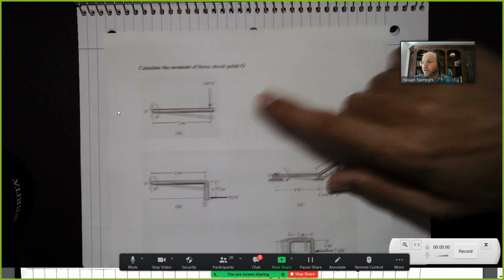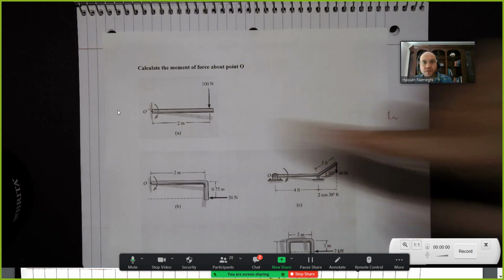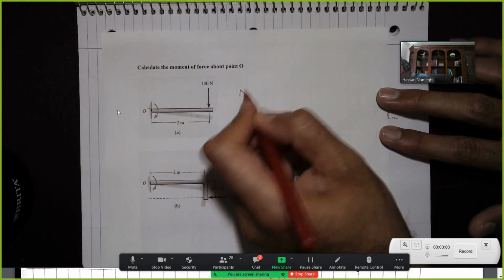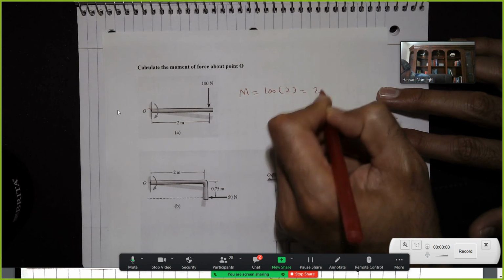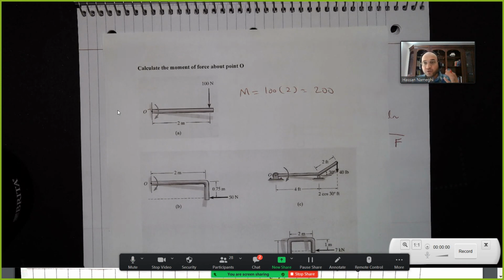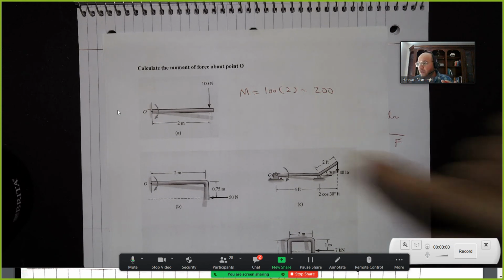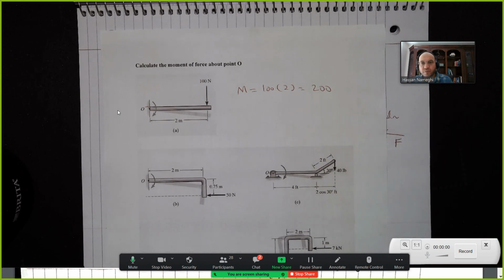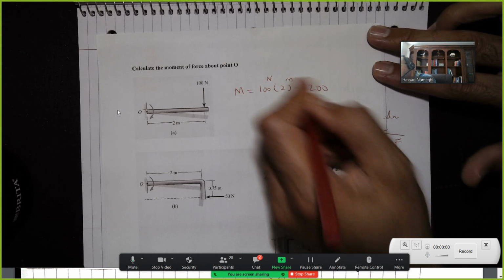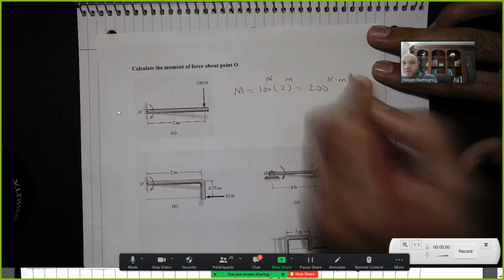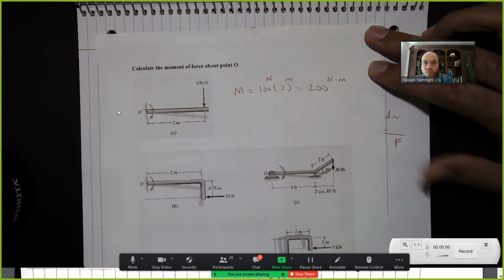If I apply 100 Newton with the distance of 2 meters, the moment is simply 100 times 2, which equals 200. Why did I use the 2? Because it was perpendicular. I didn't need to do anything else. The distance and the force are perpendicular together. Now, the question would be, 200 what? This is Newton, this is meter, so it's going to be Newton meter. That's the unit for moment.